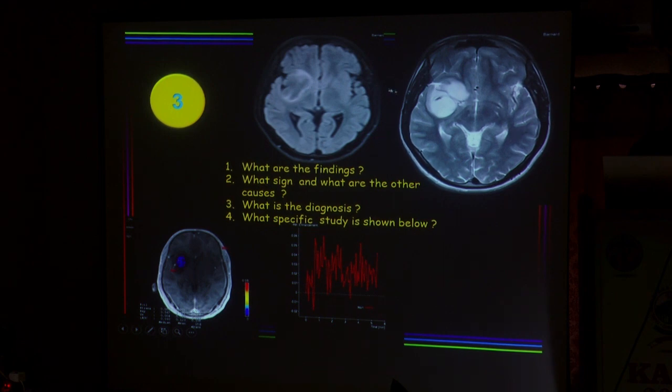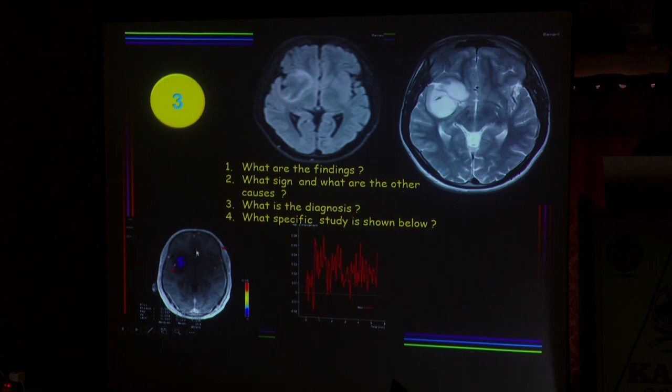T2 FLAIR mismatch. The T2 FLAIR mismatch was earlier considered to be specific for a certain type of glioma called the IDH mutant glioma, or the isocitrate dehydrogenase mutant glioma. The mutant glioma has a good prognosis compared to the wild type.